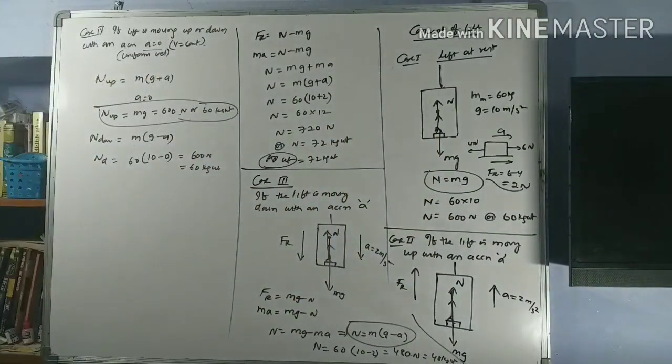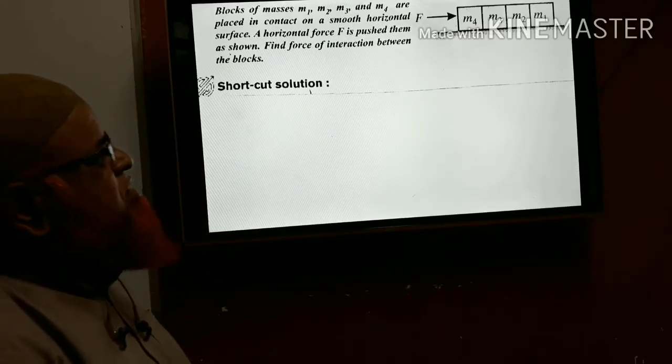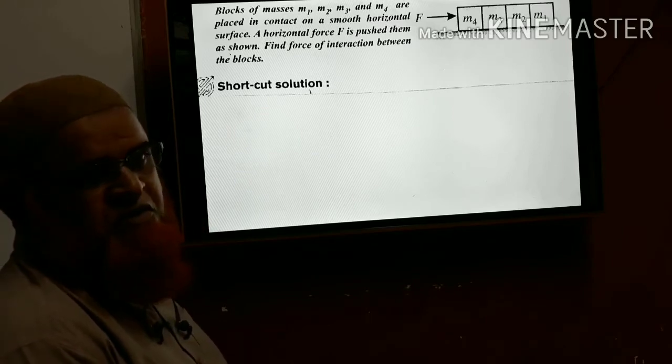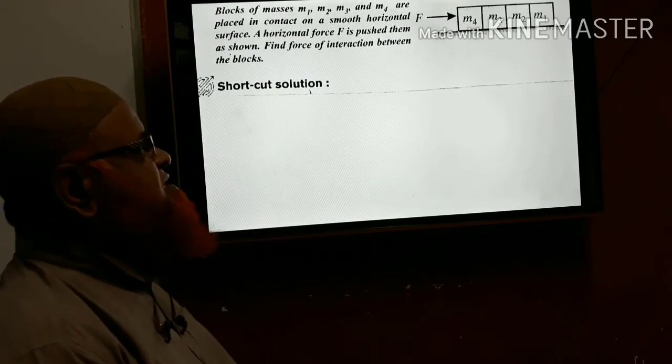That is the meaning here. Okay, so now, today we are discussing a small problem here and a shortcut solution for this problem. So how are you going to solve this problem here?